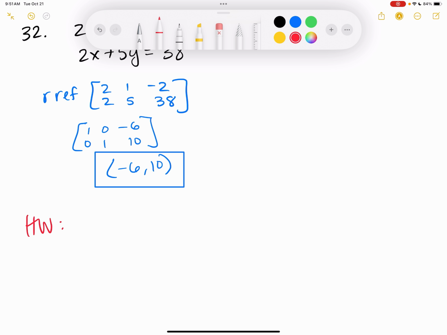Problems 5, 7, 9, 19, 35, and 39. These last 3 can be done on a calculator. Well, I would strongly advise them being done on a calculator.